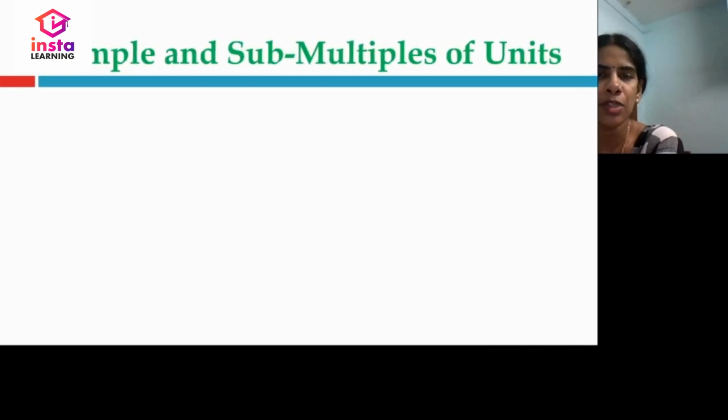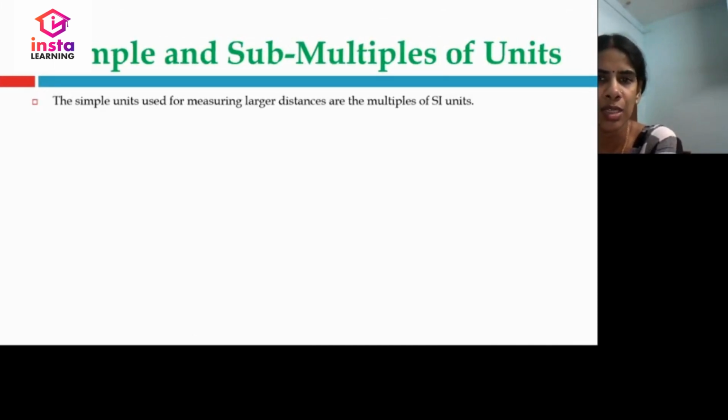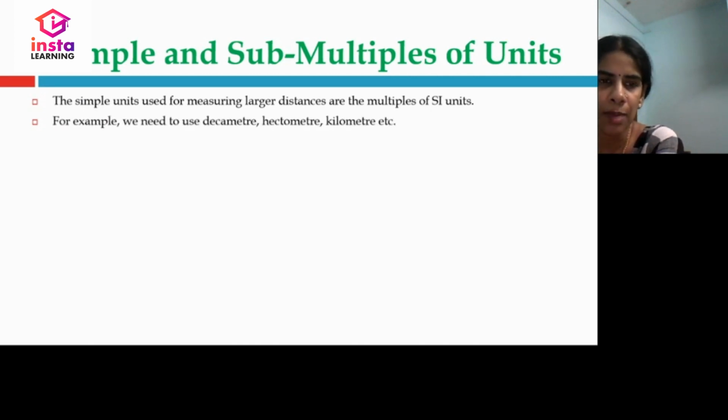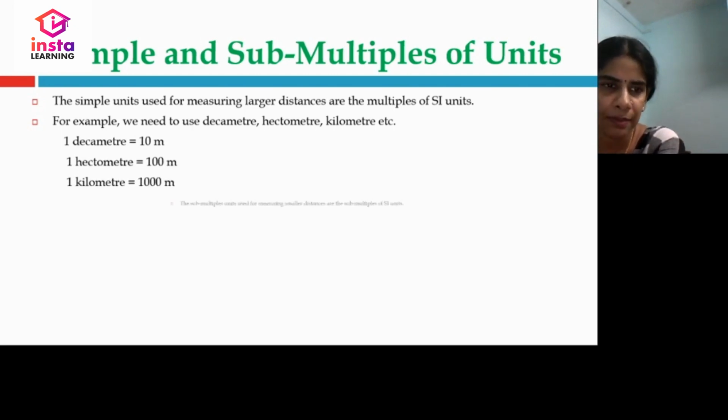Simple and submultiples of units. The simple units used for measuring larger distances are the multiples of SI units. For example, we need to use decameter, hectometer, kilometer, etc. for measuring larger distances. 1 decameter is equal to 10 meters. 1 hectometer is equal to 100 meters. 1 kilometer is equal to 1000 meters.